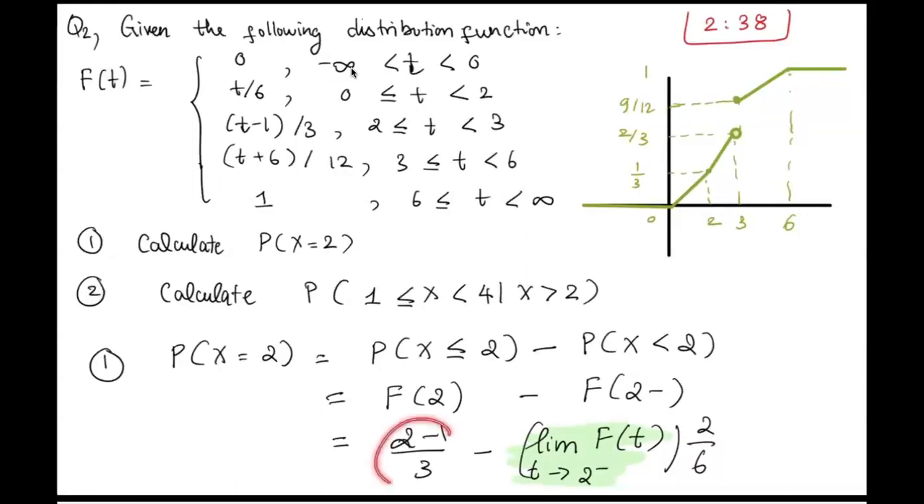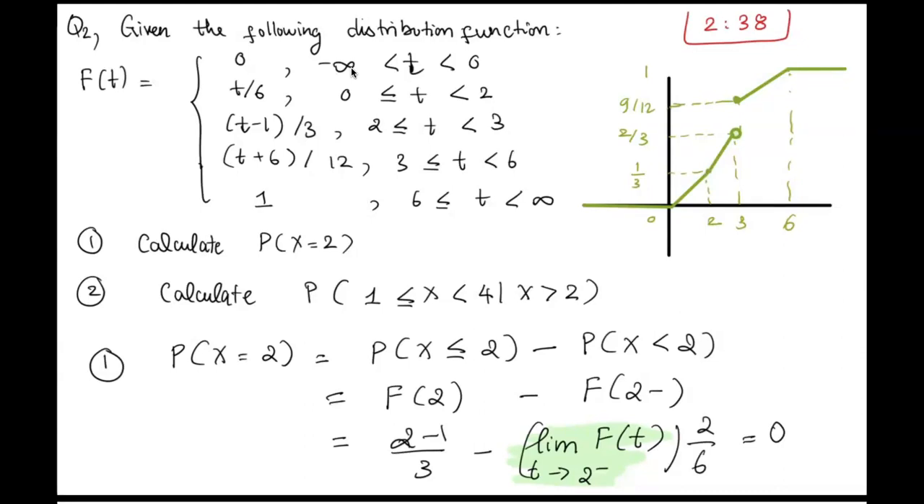So here you have 1 over 3 minus 2 over 6. 2 over 6 is also just 1 over 3. So you have 0. So the probability that the random variable x takes on value 2 is just 0. Normally, that is what happens with a continuous random variable.